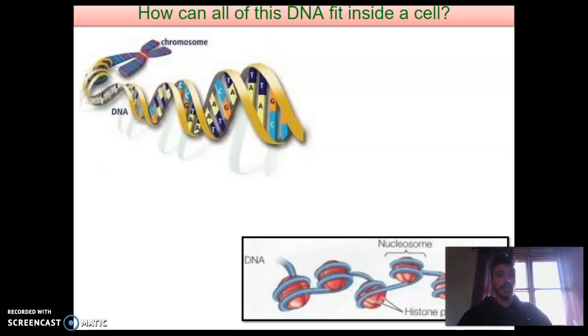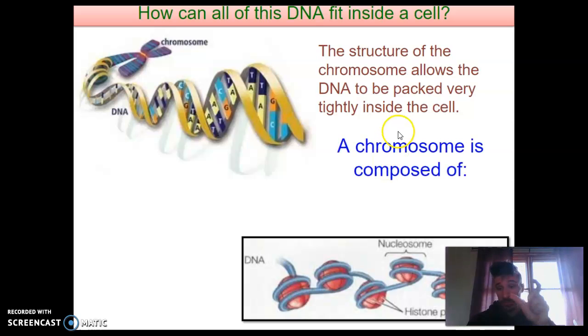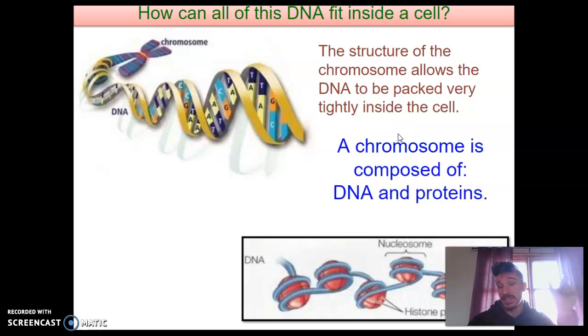All right. So how do we fit 6 feet worth of DNA, 6 feet worth of a molecule, into the submicroscopic space that is the nucleus of a eukaryotic cell? Well, the structure of the chromosome allows the DNA to be packaged tightly inside the cell. We know a chromosome is actually comprised of DNA and proteins, right? It's not just DNA anymore for us. We know that there's protein involved as well.